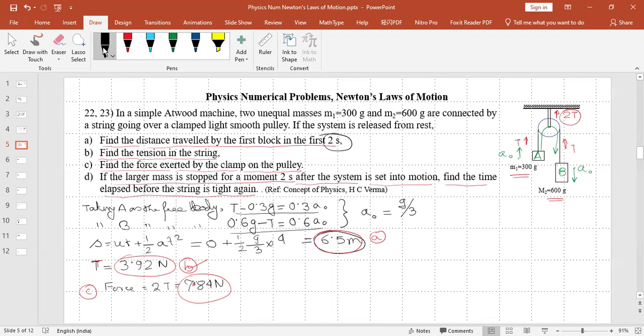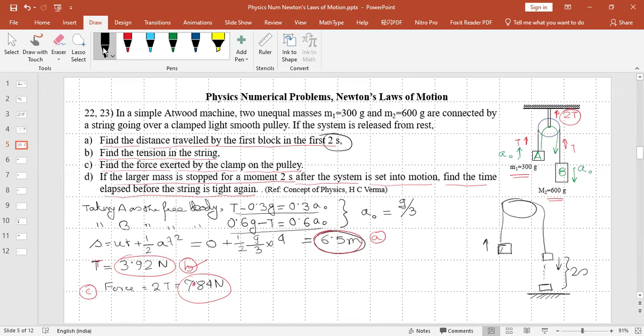Let us say this one block was here and another block was here. They were hung over a pulley, and this is going up and this is going down. When it goes down, down, down, after 2 seconds, so this time elapsed here is 2 seconds, it is suddenly blocked. Then what will happen?